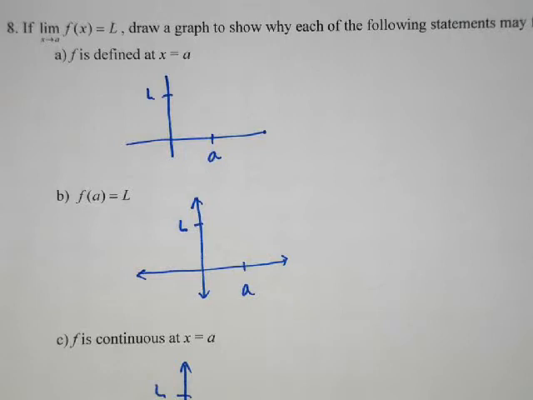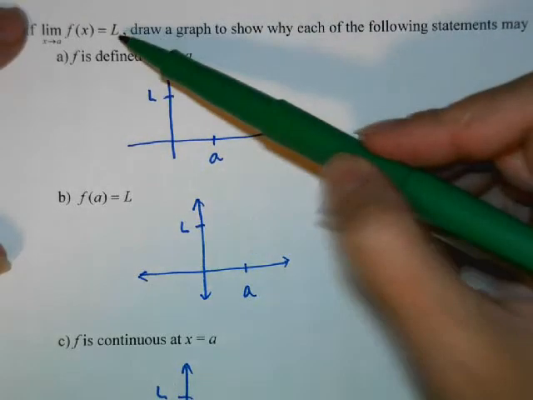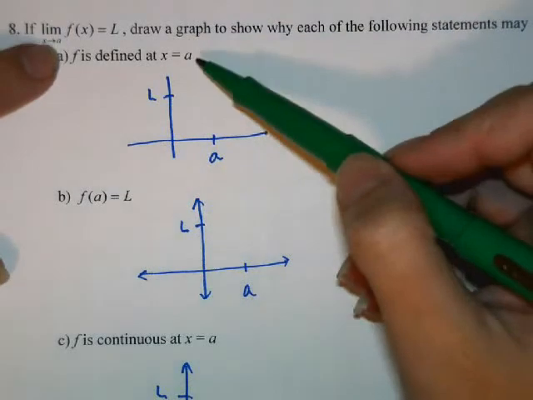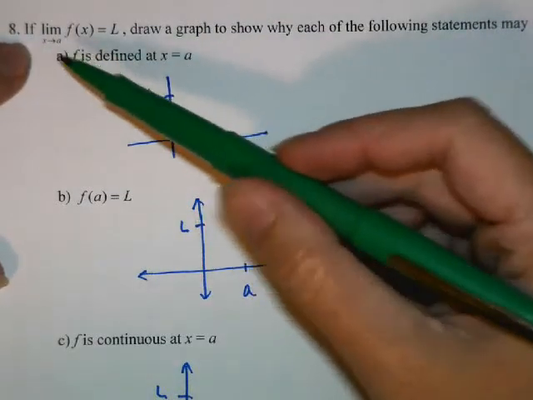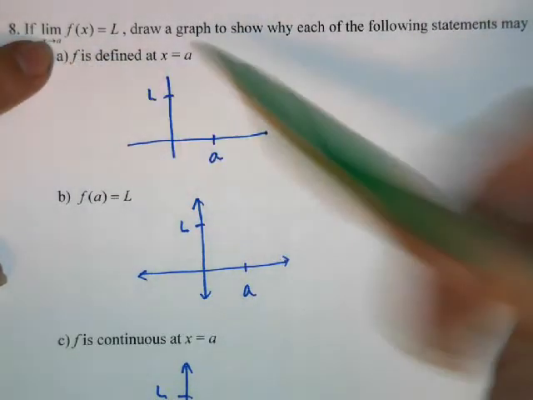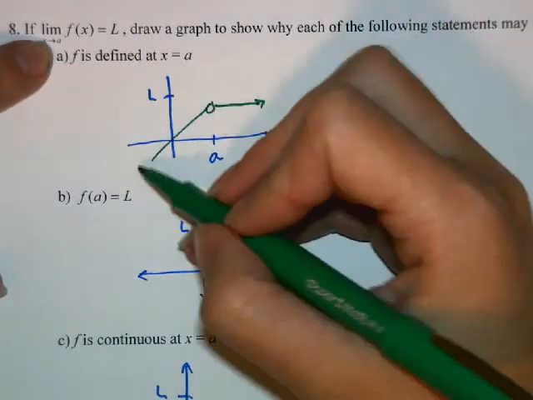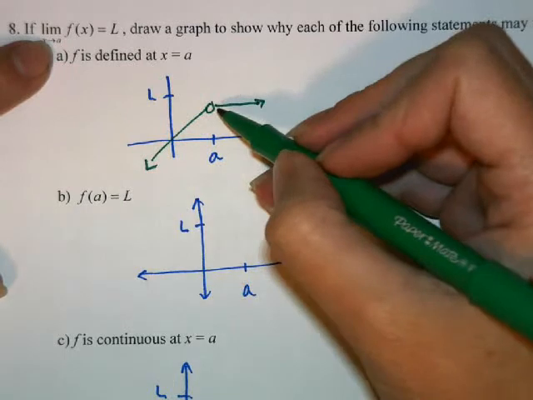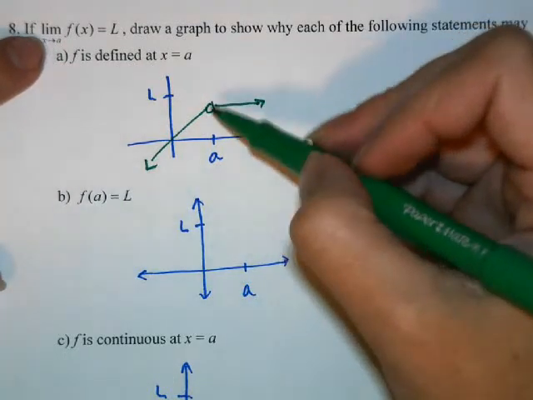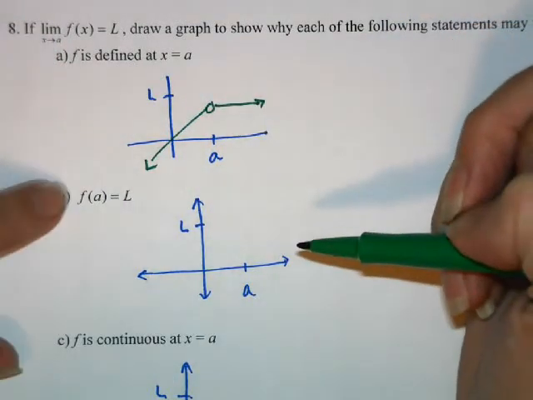If the limit as x approaches a of f of x is equal to L, draw a graph to show why each of the following statements may fail. So we're saying the limit is L, but that doesn't necessarily follow the second statement. So f is defined at a. Well, I can have a limit at L, but there doesn't necessarily have to be a function value in order for there to be a limit.